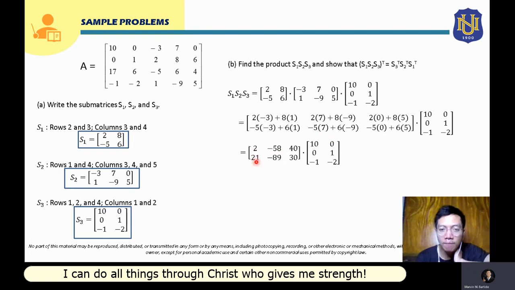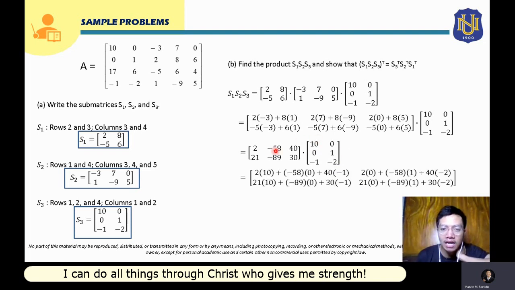So the number of columns of your first matrix should be equal to the number of rows of your second matrix. In this case, it satisfies that condition, so we can multiply this. So let's start multiplying. We just multiply the first row to the first column.